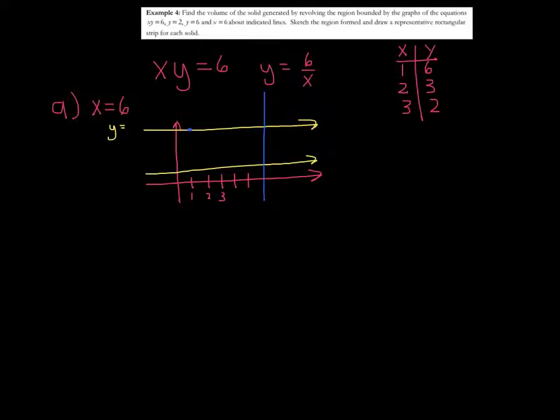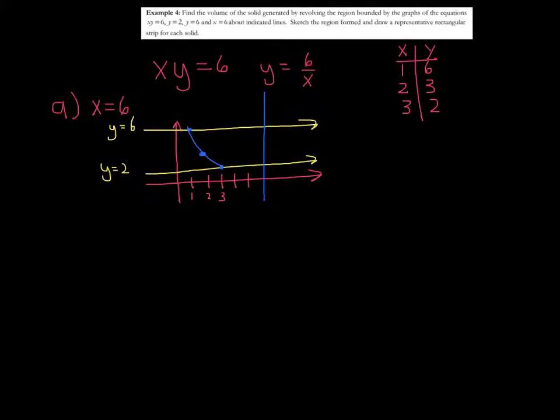This is the line y equals 6, and this is the line y equals 2. So when x is 1, y is 6; x is 2, y is 3. All right, so that's going to be maybe right there. And when x is 3, y is 2. So it looks like some sort of reciprocal function. We should have known that already anyway.